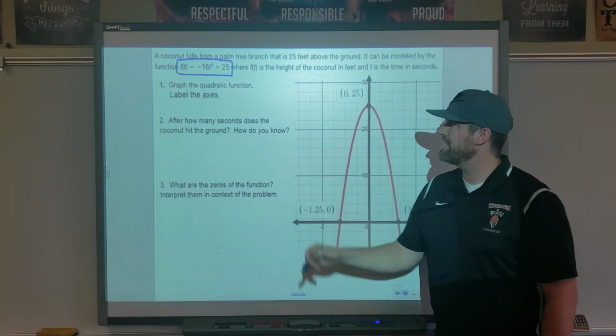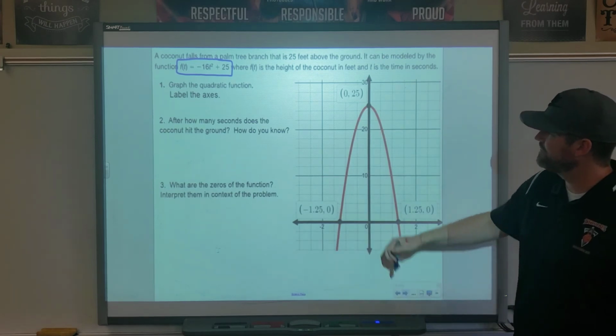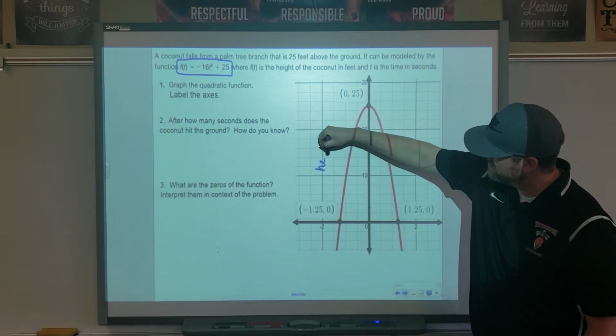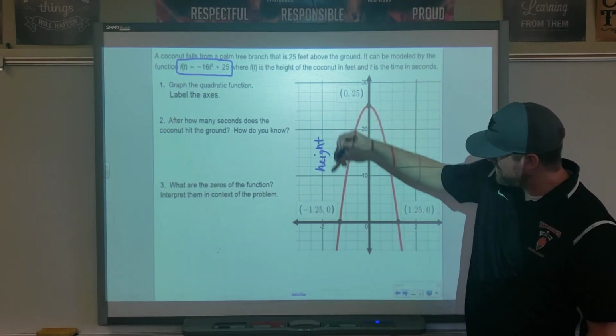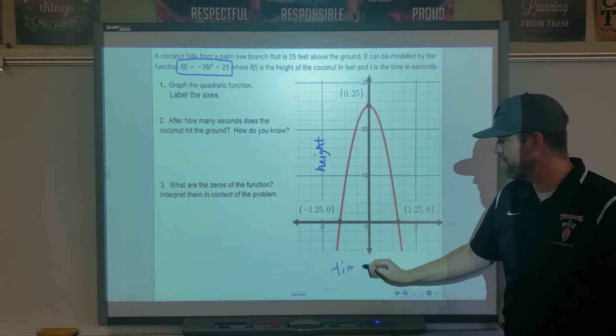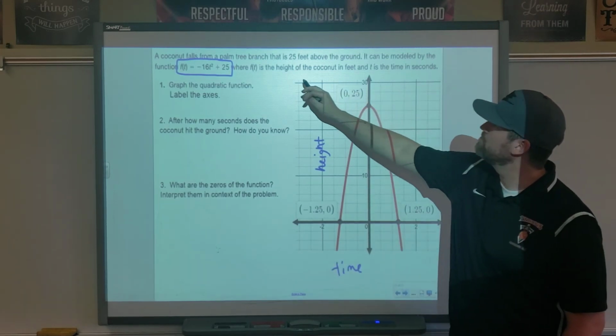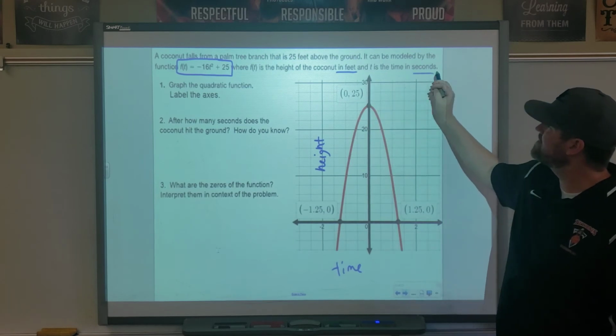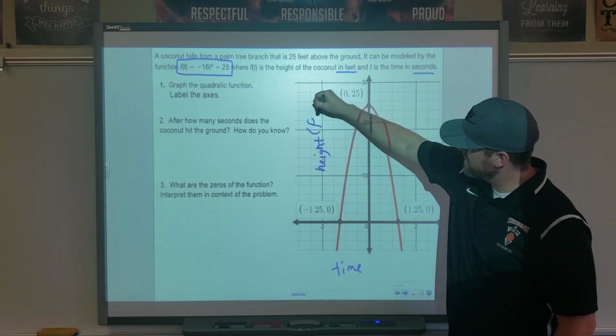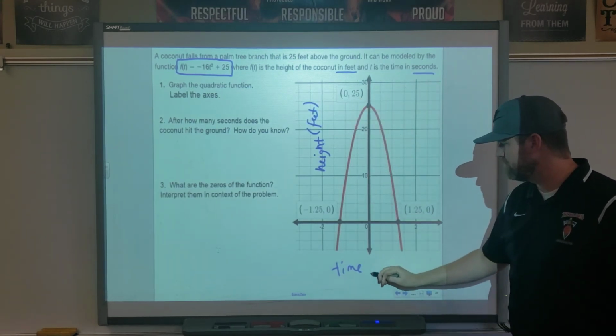But if we label the axes, we're looking at the height of the coconut. So once again, we're always looking at height and time. And this one again is going to be feet and seconds. So the height in feet and the time in seconds.